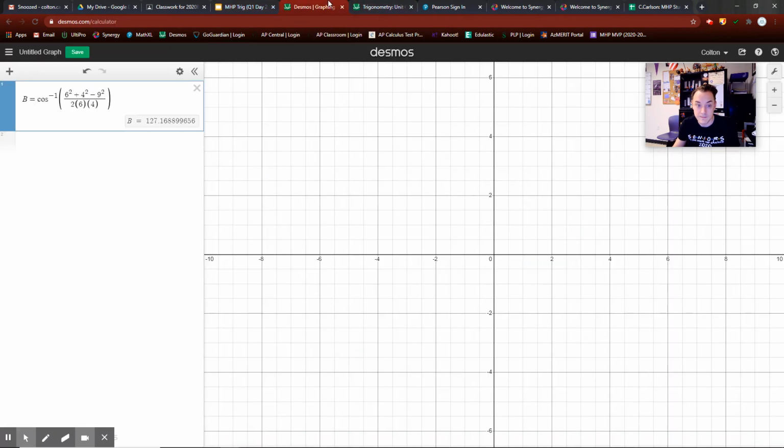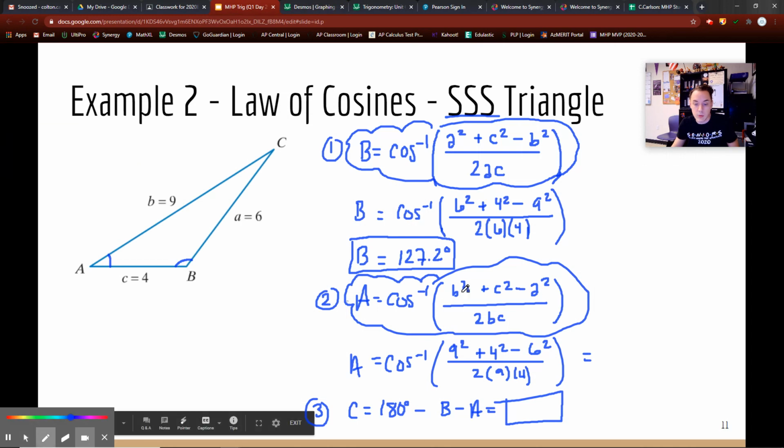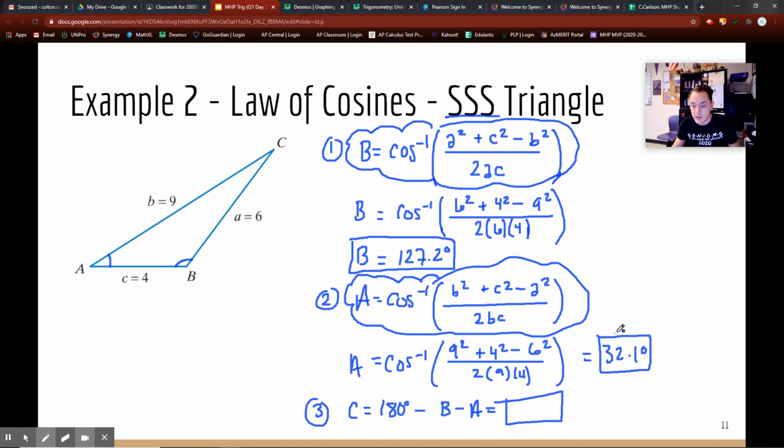So A. I'm going to copy this. Watch what I do here. I'm going to paste it and just change these values. So I'm going to change that to A. And I'm going to scroll over and type in what I need to type in. So I had 9 here instead of 6. I had 4 still there, and then I had 6 here. And then down here, I had 2BC, so 2 times 9 times 4, and I get roughly 32.1. So I'm going to go over here and type in 32.1 degrees. Finding my angles. Perfect.